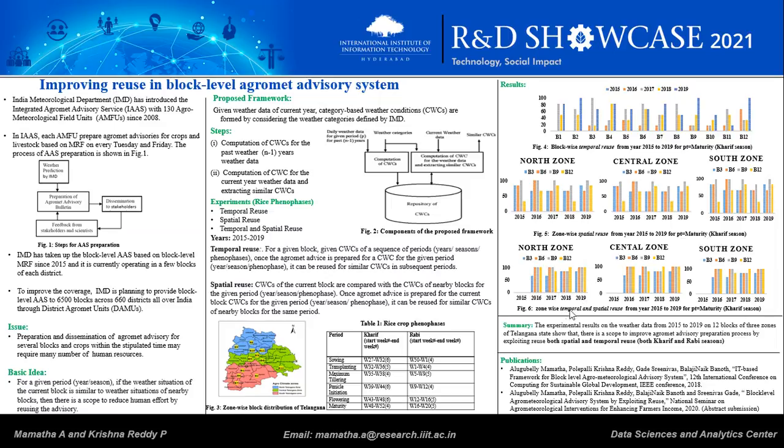In temporal and spatial reuse, we combined both the experiments of 1 and 2. That is, we compared the weather situations of the given block with previous periods and also with the adjacent blocks. Here also we can see a very significant reuse within the second year itself. That is, the reuse is greater than 50% in the second year and it is greater than 90% in the third year. Overall, we state that using the proposed approach, there is a scope to improve reuse of advisories among block level, both spatially and temporally.